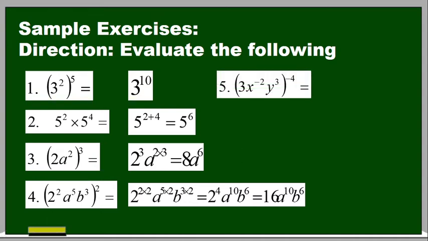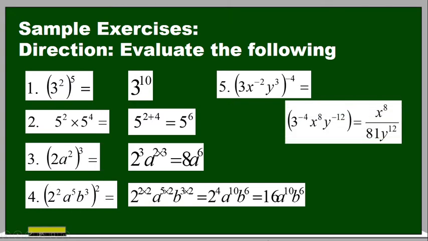Okay, next, number 5. The quantity 3x raised to negative 2, second power, y cubed raised to negative 4. Okay, so this is an example of negative exponents with a combination of powers.